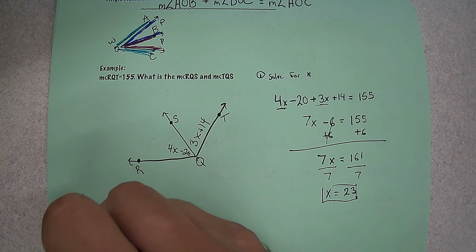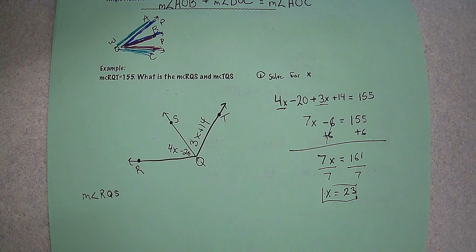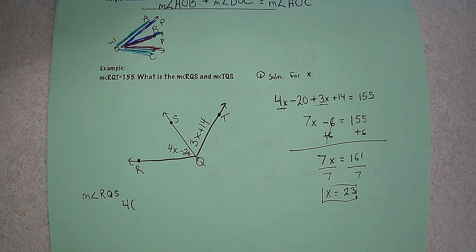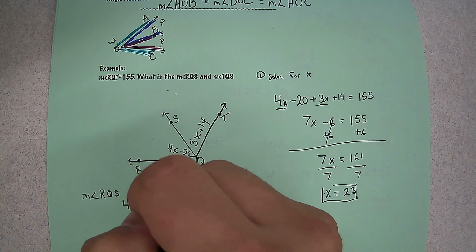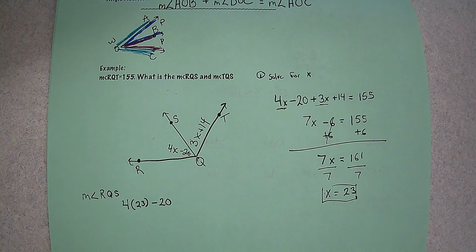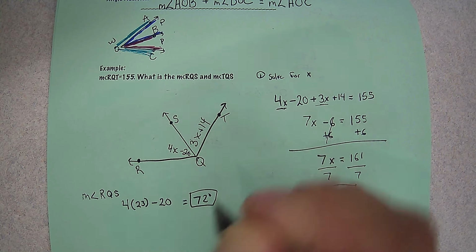So the measure of angle RQS, we have our 4, but instead of x, we're going to put in 23 and then subtract our 20. 4 times 23 is going to be 92. Subtract 20, and that gets us 72 degrees. All we did is plug that in.